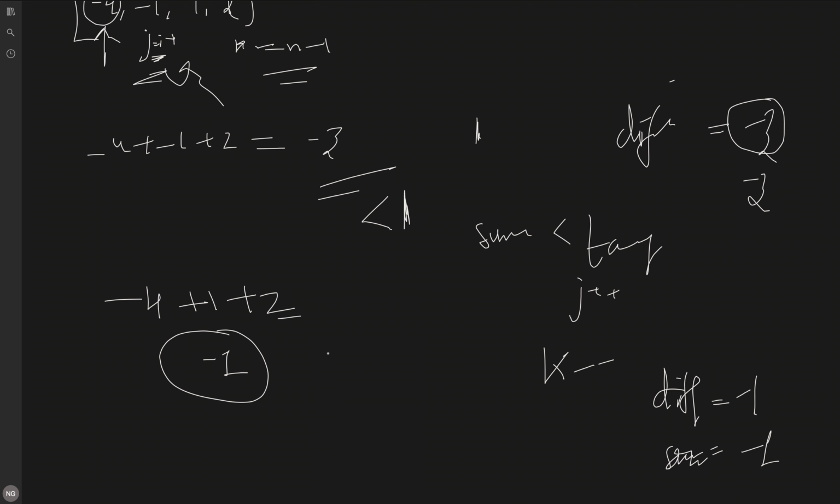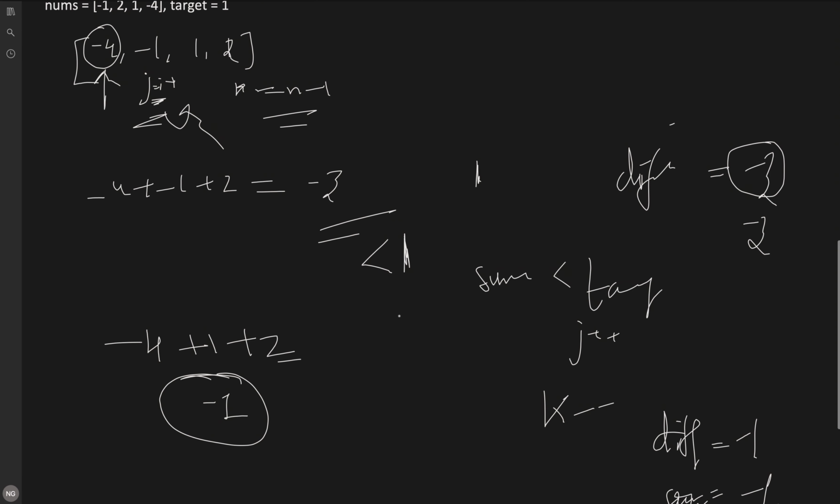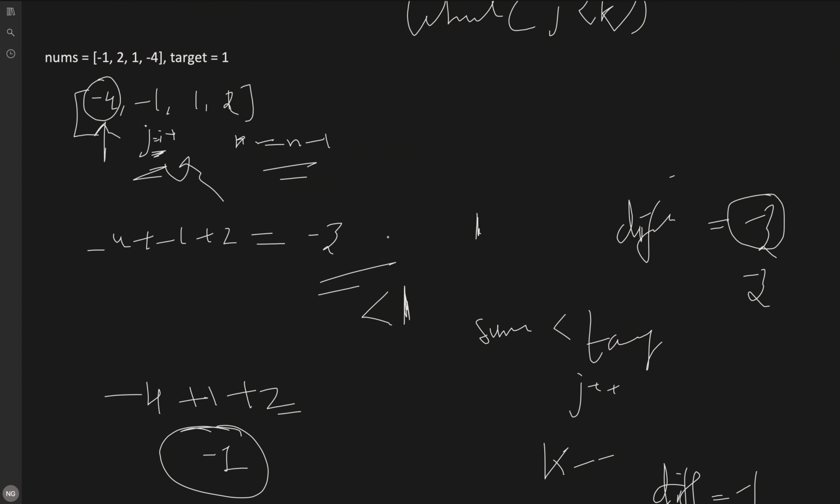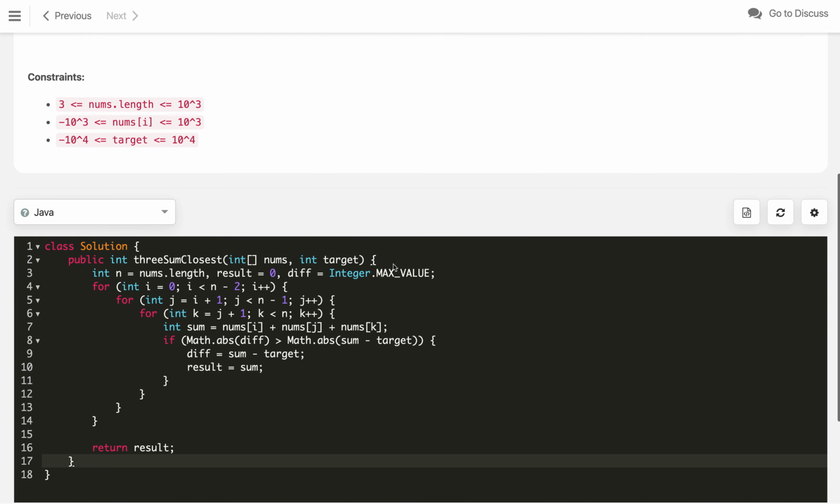Now again we need to check if sum is less than target. So we increase j, but after increasing j it will cross k, so we will terminate. Now we will try for another set of i, j, k. So this is the idea of sorting plus two pointer approach. You can try to code it yourself by pausing the video. So let's implement the code.